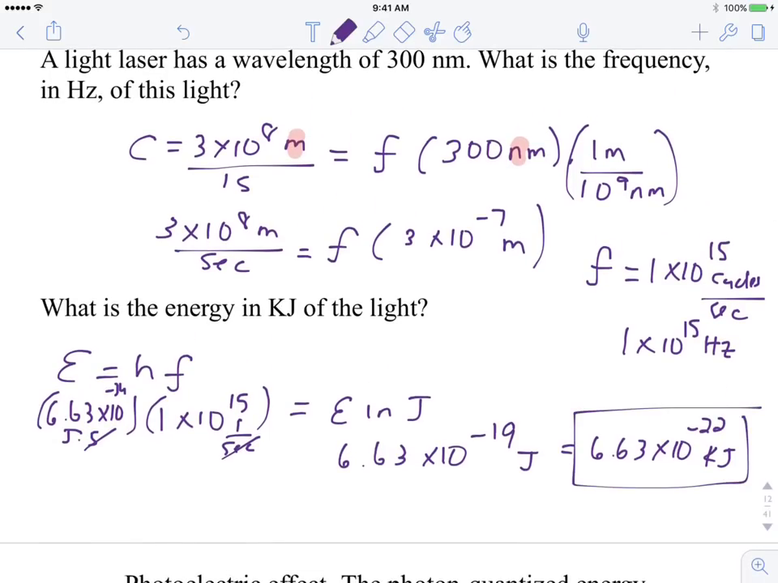So the energy that the light has, I have a 300 nanometer laser, each photon in there, each quanta of energy, each particle of light or packet of light will contain around 10 to the negative 22 kilojoules. Now the thing is, that doesn't seem like a lot at all, but imagine a stream of light particles. There are so many of them that this could be quite powerful.